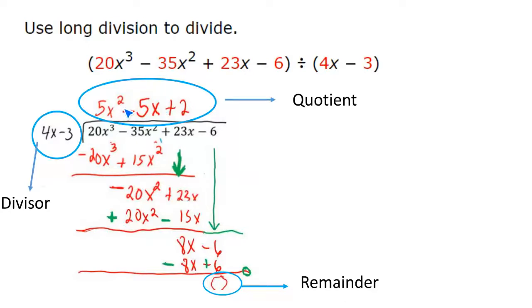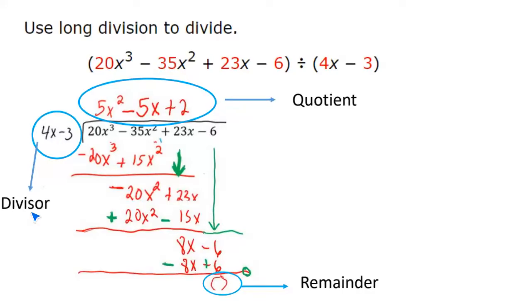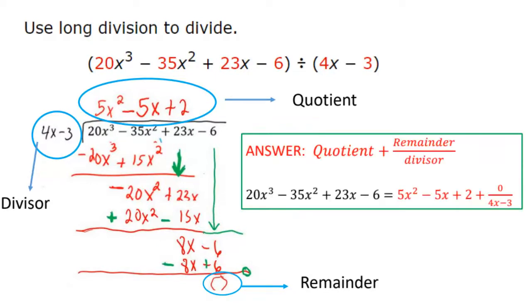This number on the top here, this result up here, is called our quotient. And then the number we're dividing by is called our divisor. So when you enter your answers on WebAssign, they're going to want you to enter it as the quotient plus the remainder divided by the divisor. So this polynomial divided by our divisor is equal to 5x squared minus 5x plus 2 plus 0, because we had a 0 remainder, divided by 4x minus 3.